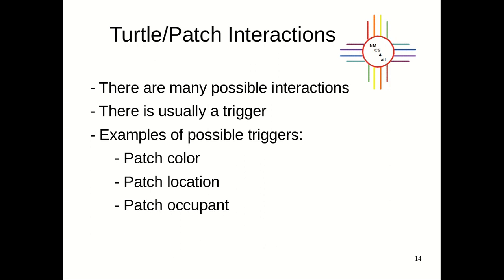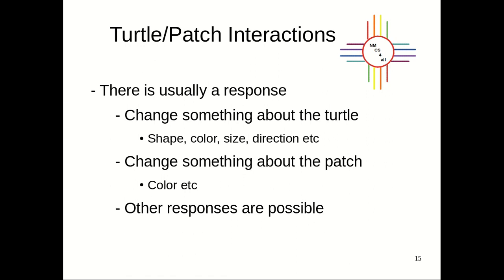Now, let's focus on the interaction between turtles and patches. There are many possibilities. There is usually a trigger, such as patch color, location, or other occupants, meaning that turtles can check whether there are other turtles on the patch we are looking at. In addition to a trigger, there is usually a response. We can change something about the turtle, such as its shape, color, size, direction, etc. The turtle can also die or propagate. We can change something about the patch, such as the color or other variables. And finally, other responses are also possible.